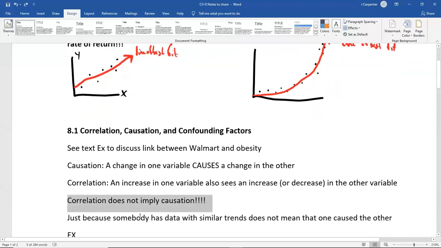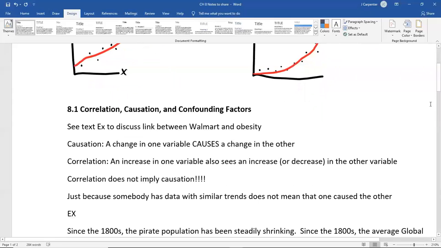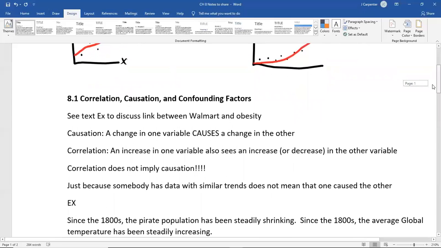Just because somebody has data with similar trends does not mean that one caused the other. They can correlate, but it doesn't have to mean there's causation. So again, holding off on the Walmart example, I like this little silly example I'm about to do. So here's an example of correlation versus causation.